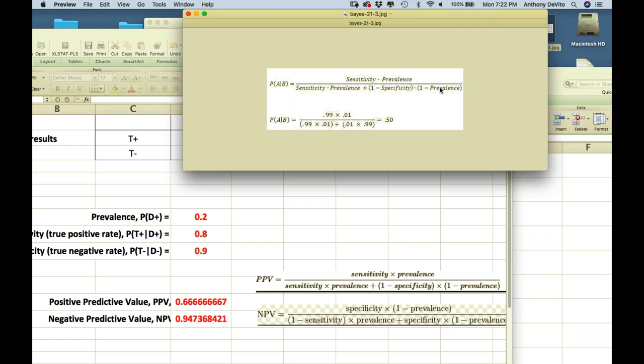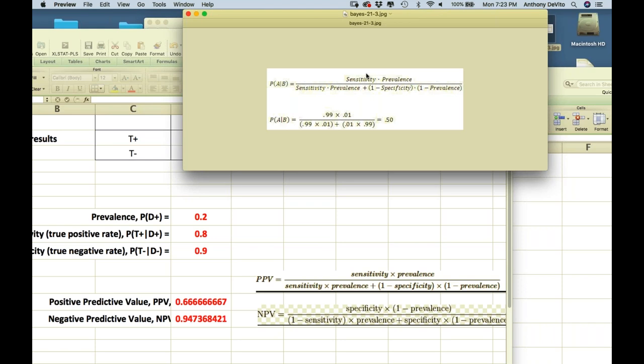So if we multiply those, we get the percentage of people in the population that don't have the disease but test positive. On the bottom, when we add these two together, we get the total number of people that tested positive, whether it's a true positive or a false positive. And on top, we have the percentage of people that test positive and really have the disease. Exactly the same thing that we did when we used the table.